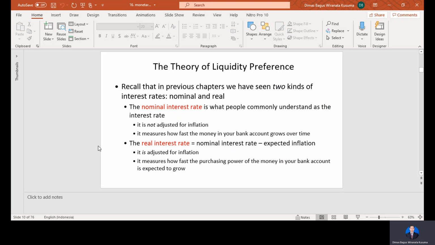And the real interest rate is the nominal interest rate minus expected inflation. It is adjusted for inflation. The inflation has been taken out of the interest rate so that only the real interest rate remains. It measures how fast the purchasing power of the money in your bank account is expected to grow. So it is related with the purchasing power of goods and services, by looking at the money supplied and money demanded.